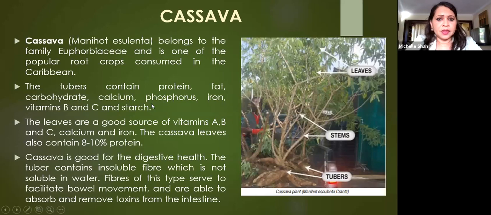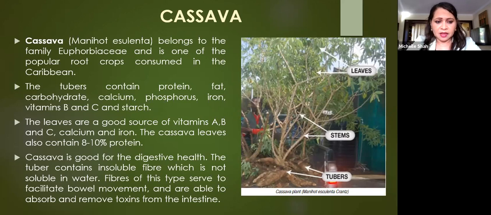Cassava is a root crop that belongs to the family Euphorbiaceae, and it is one of the popular root crops consumed in the Caribbean. The tubers contain protein, fat, carbohydrate, calcium, phosphorus, iron, and vitamins B and C, as well as starch. Leaves are a good source of vitamins A, B, and C, calcium, and iron. Cassava leaves also contain 8 to 10% protein.